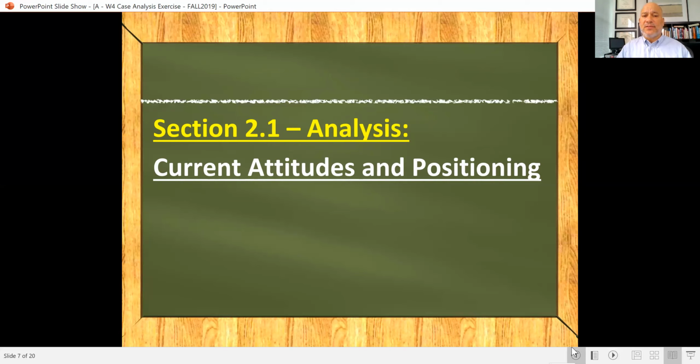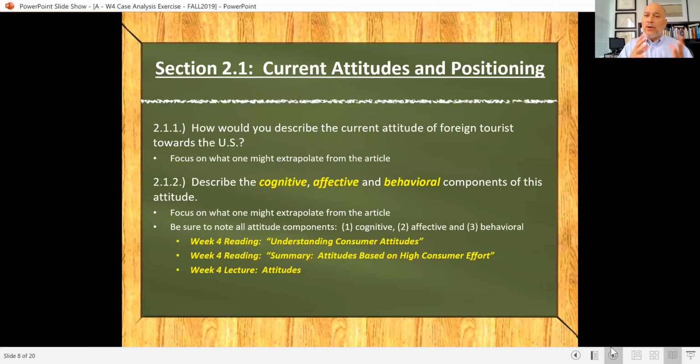The first section is current attitudes and positioning. So the article is about U.S. tourism to the U.S. and how it's being adversely affected. So this section has 3 questions. Remember, you need to specifically address each question. This doesn't need to be done in a question and answer format, but you do need to address all 3 questions. And the first question asks you, how would you describe the current attitude of foreign tourists towards the U.S.? Here, based on the article that you're going to read, focus on what might be extrapolated about their current attitudes.